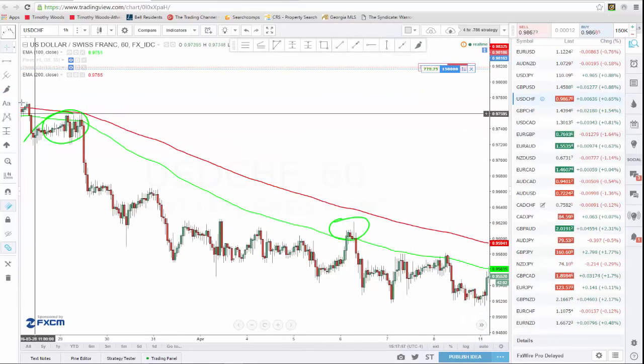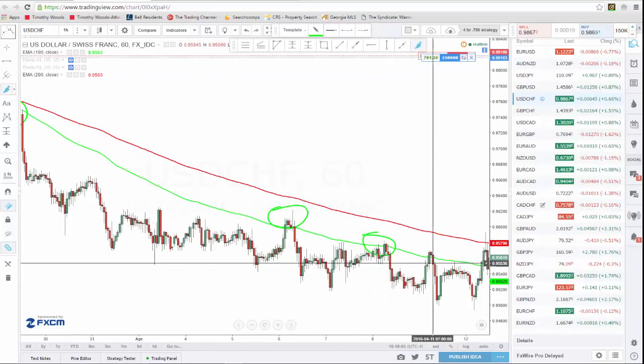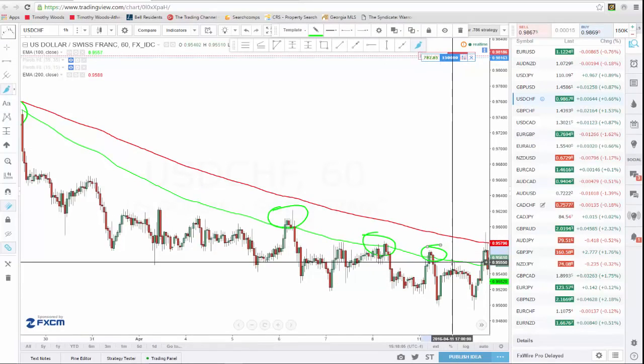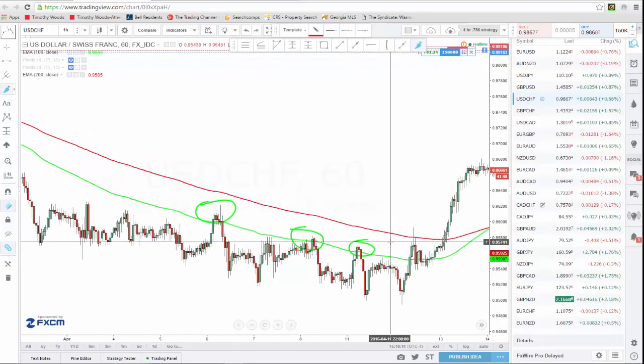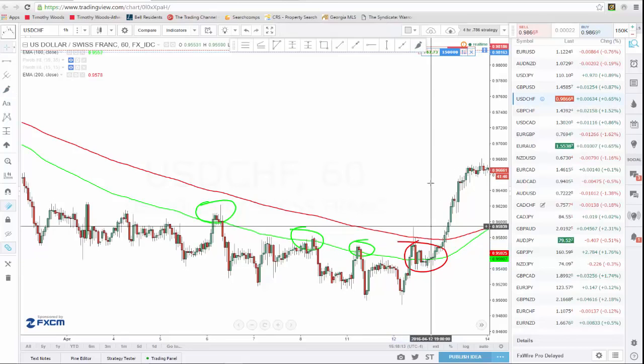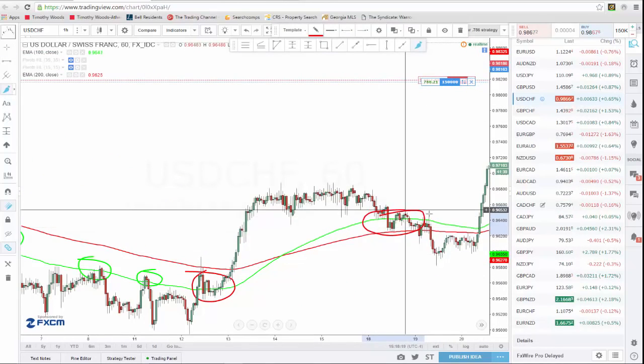Rejection here. Rejection here. And as you can see, guys, this strategy works very, very well when the market is trending. Rejection that caused a loss. Rejection that caused a loss.